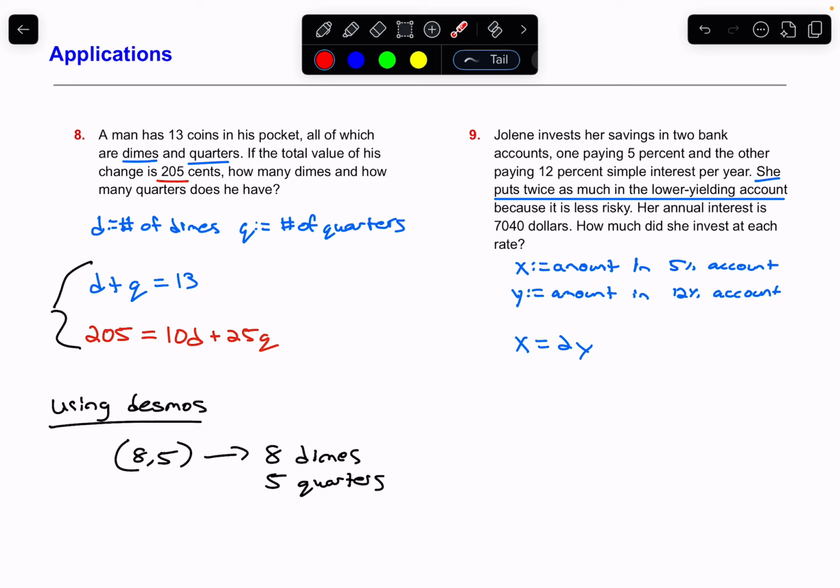Now the second one says she's getting simple interest on the amount she invested that adds up to $7,040.